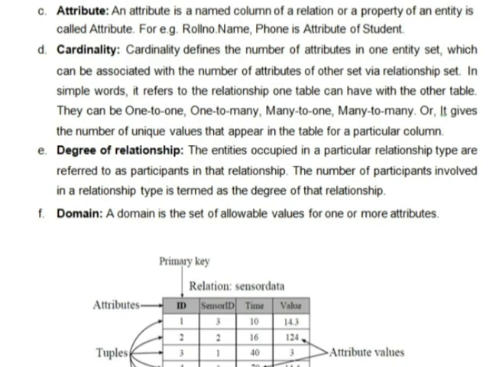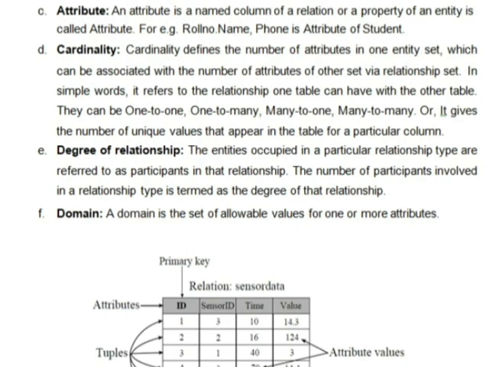Now next is domain. What is a domain? A domain is a set of allowed values for one particular attribute. For example, if you consider ID, what are the allowed values? If I take an ID and specify the data type for ID as integer, the values allowed in case of ID are 1, 2, 3 up to infinity, but it has to be a number. So a domain is a set of allowed values for a particular attribute.